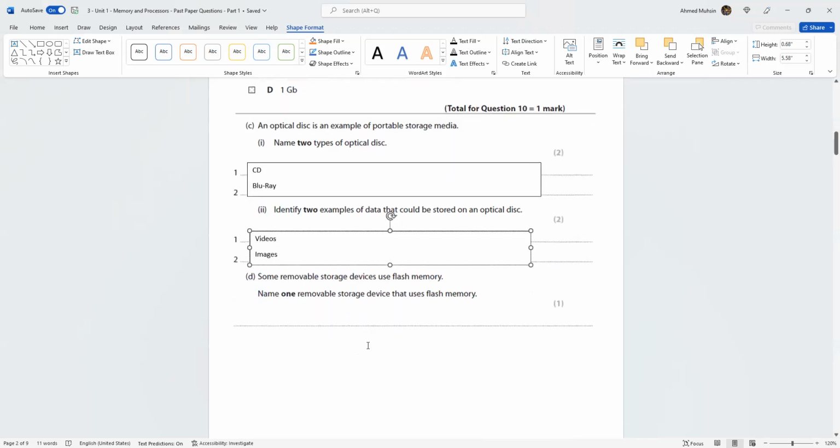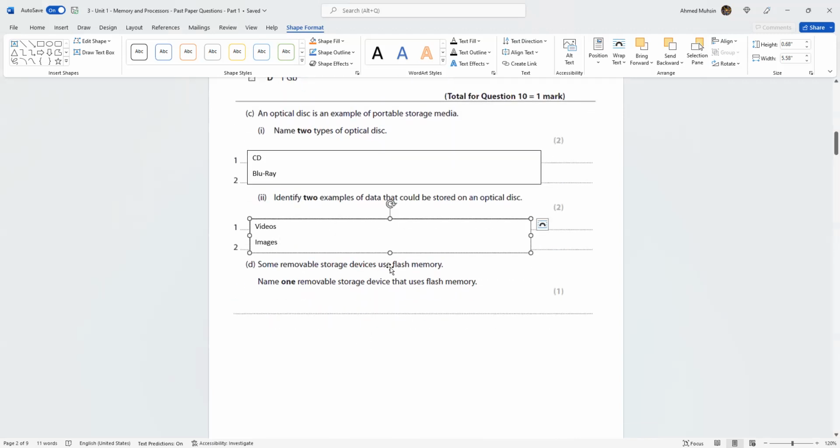Some removable storage devices use flash memory. Name one removable storage that uses flash memory. When we talk about flash memory, we are talking about storage devices such as pen drives, memory cards, and SSDs. These use the technology of flash memory. You're supposed to put only one, so I'm going to put pen drive.